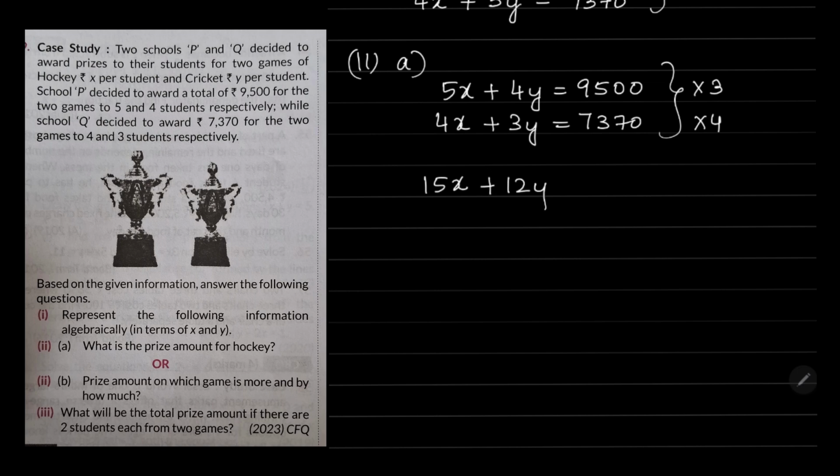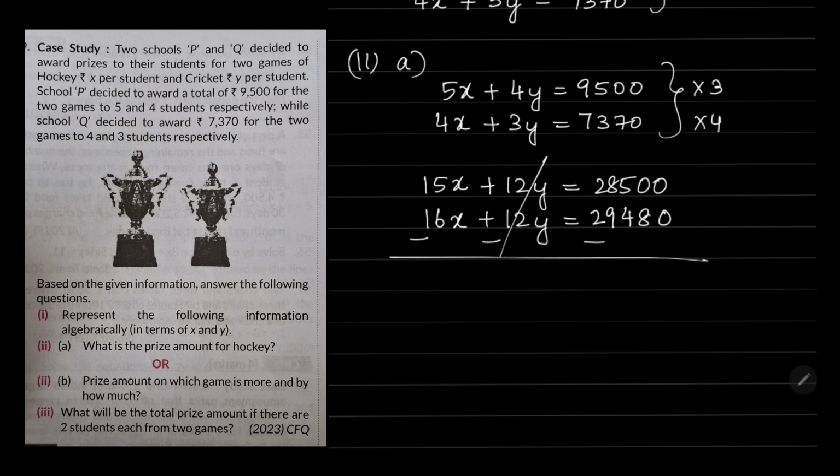When you multiply the first equation by 3, you get 15x plus 12y equal to 28,500. And when you multiply the second equation by 4, you get 16x plus 12y equal to 29,480. Let's subtract. When you subtract, y gets cancelled. So 15x minus 16x is minus x, equal to 29,480 minus 28,500.